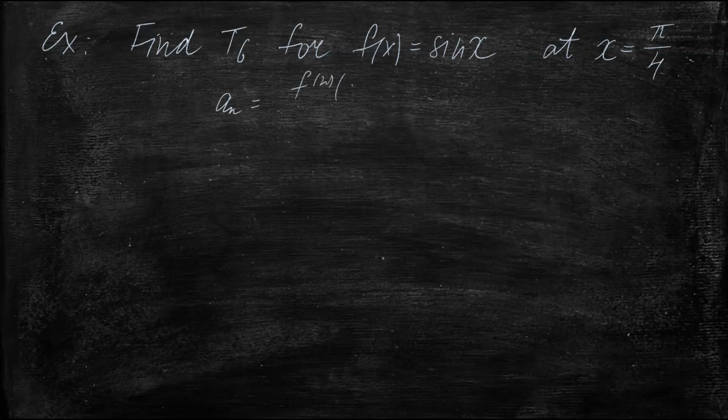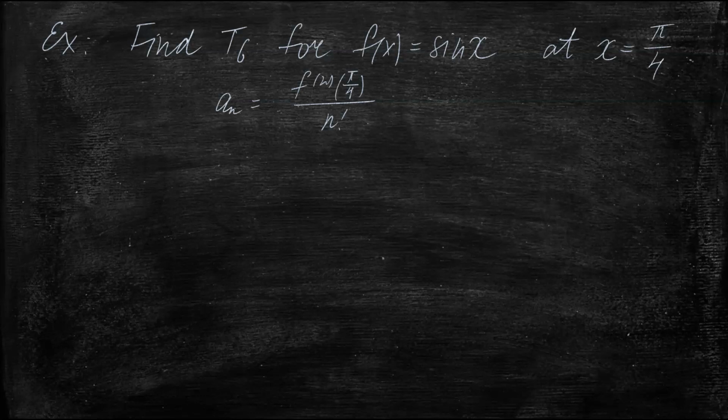Let's find the Taylor series. Let's find T6 for sine of x centered at pi over 4. And to do that, we're going to use the formula for the Taylor series that says that the nth coefficient is equal to the nth derivative evaluated at c divided by n factorial. C in this case is pi over 4.